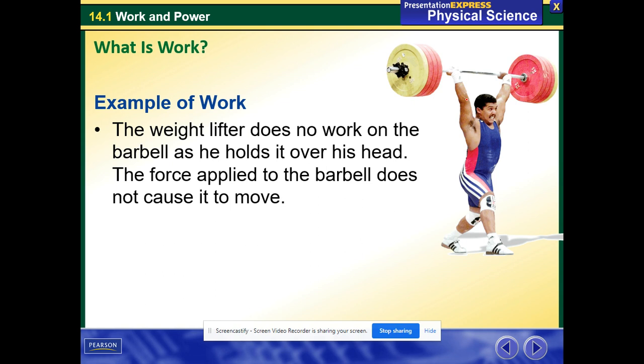However, once the weightlifter gets that barbell above his head and he's just holding it there, even though he's still applying a force, there's no work being done because that barbell's not moving above his head. It's staying still.